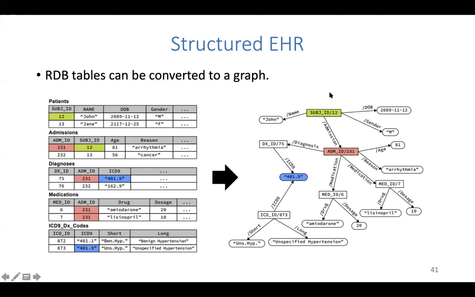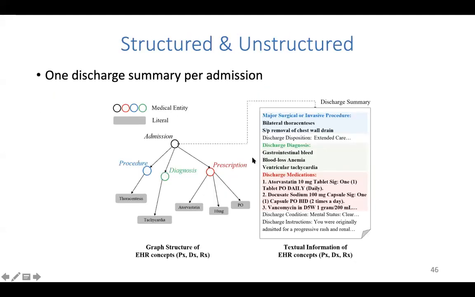We don't consider this information. We consider only this information. This graph is a simplified version of the graph that we've seen just seconds ago. Under a single admission, there will be multiple procedures, multiple diagnoses, and multiple prescriptions. It's just that the figure only contains one of each, but there will be many, just like the patient that we've seen a minute ago.